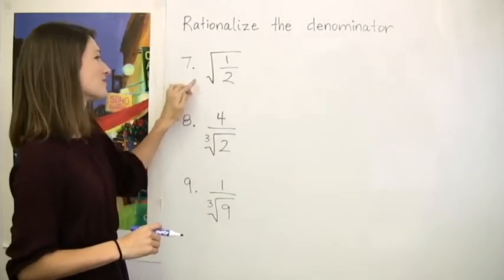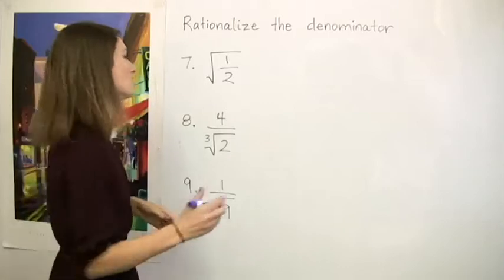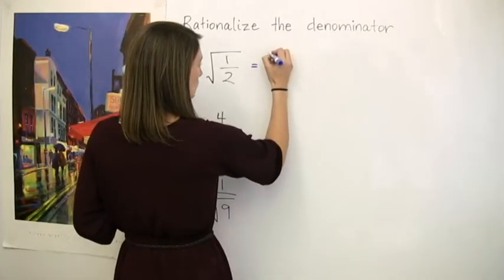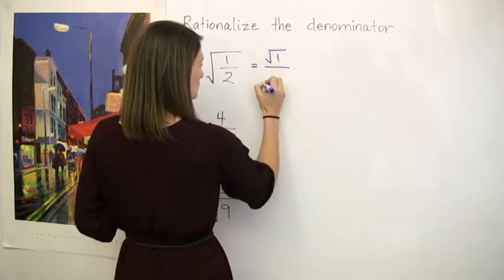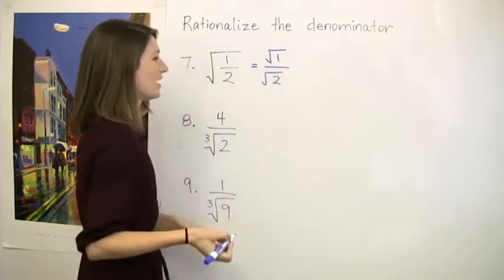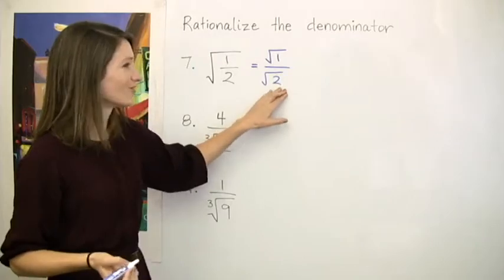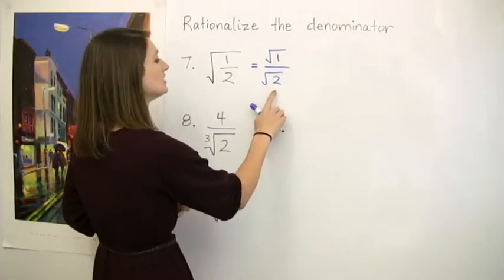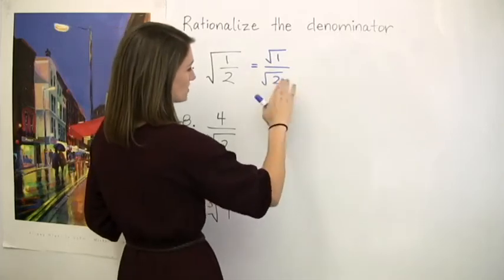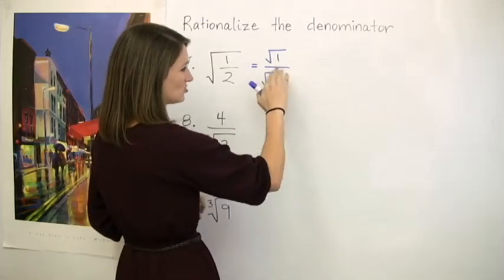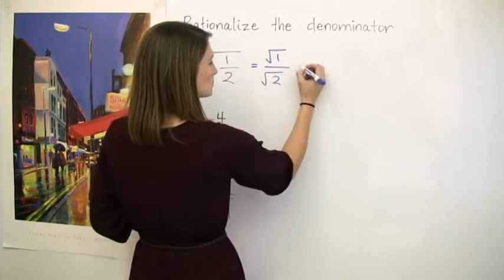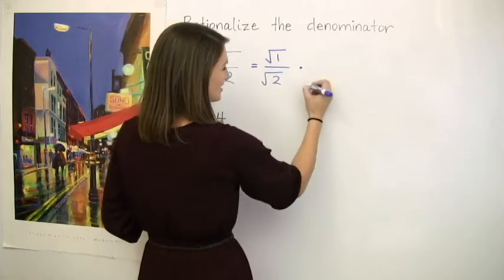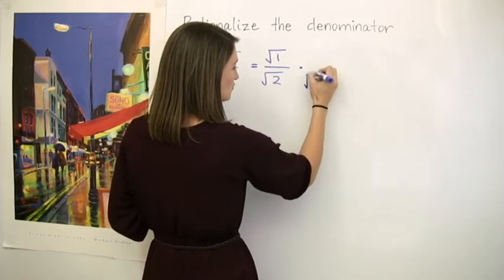The first one, we have the square root of 1/2. So using our quotient property, we can rewrite this as the square root of 1 over the square root of 2. Now we have a fraction here with a radical in the denominator, so we need to rationalize it, which means that we need to find a perfect square in order to get rid of the radical sign and just end up with a whole number here. So we can multiply the top part of our fraction and the bottom part of our fraction by the square root of 2.